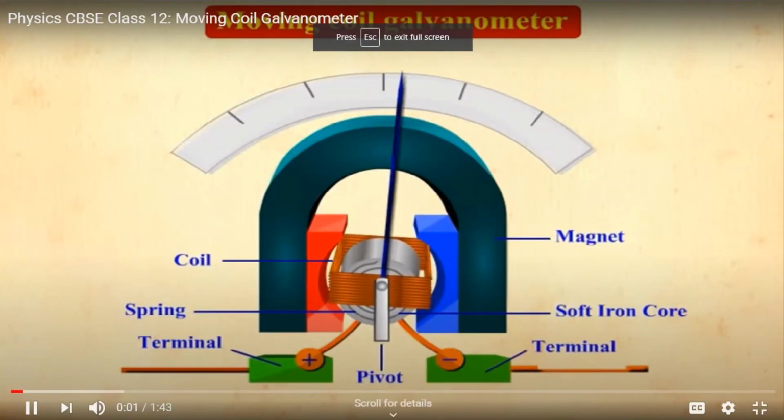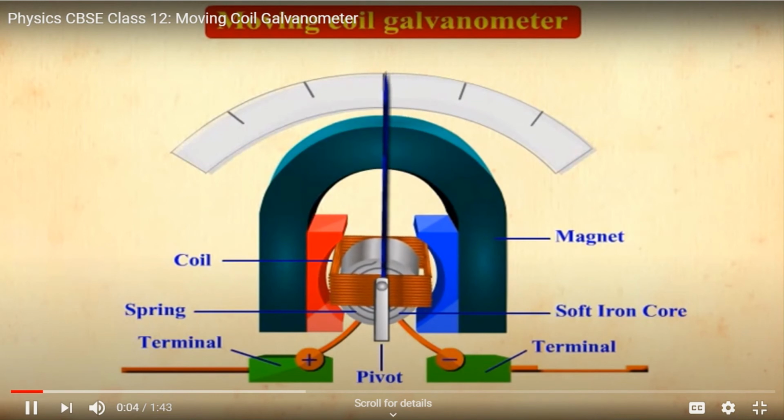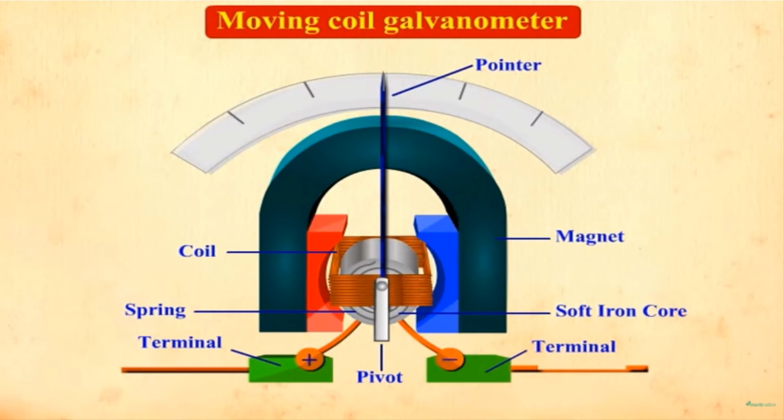A moving coil galvanometer works on the principle that a current-carrying coil placed in a magnetic field experiences a torque. On your screen, can you see the basic construction of a moving coil galvanometer? It consists of a permanent magnet, a coil wound around a soft iron core. The axis of the core is fixed and attached to a pivot, in turn attached to a pointer through a spring. In order to use the galvanometer, it is attached, as you can see, in the circuit.